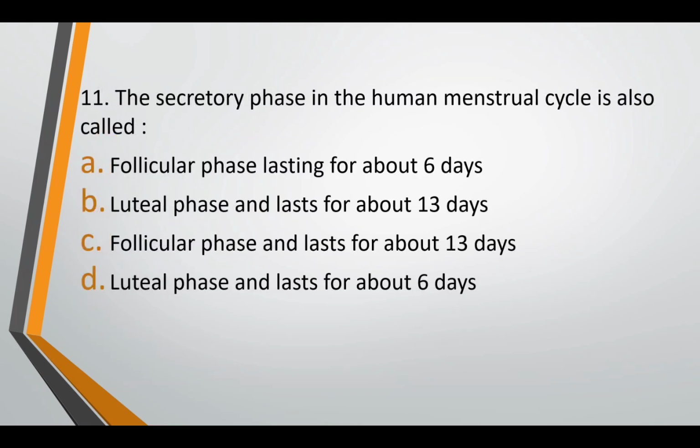Question number 11. The secretory phase in human menstrual cycle is also called as option A. Follicular phase lasting for about 6 days, option B. Luteal phase lasting for about 13 days, option C. Follicular phase lasting for about 13 days, or option D. Luteal phase lasting for about 6 days. The correct answer is option B, luteal phase lasting for about 13 days.